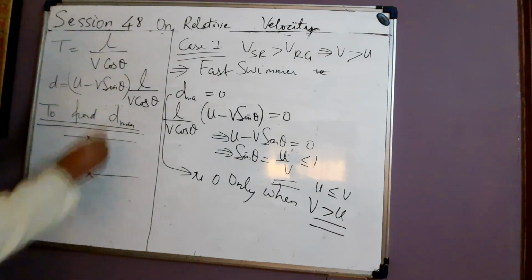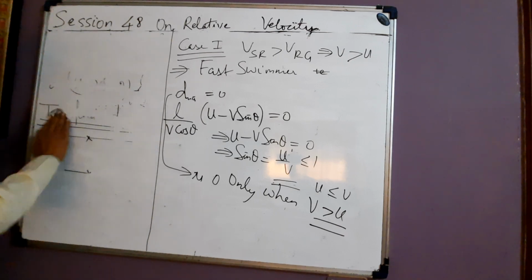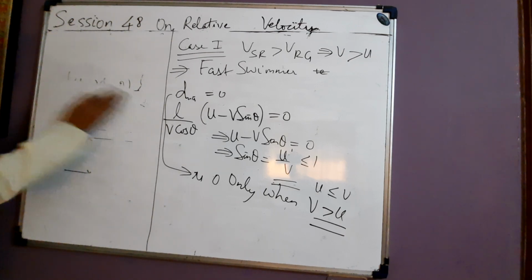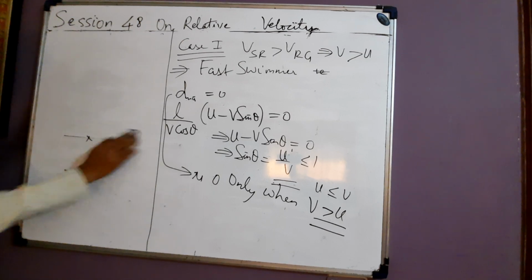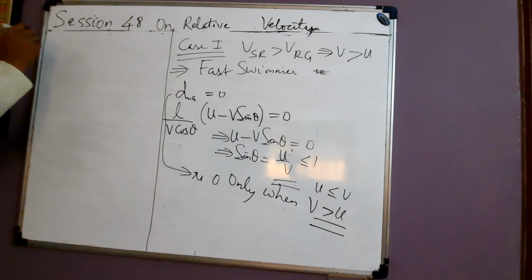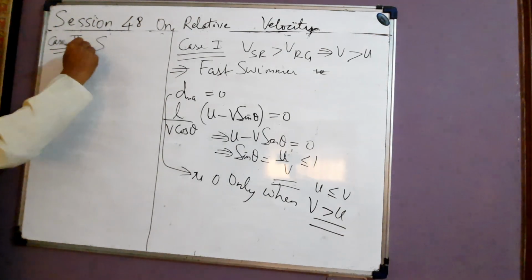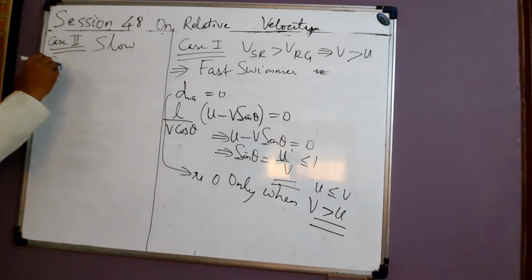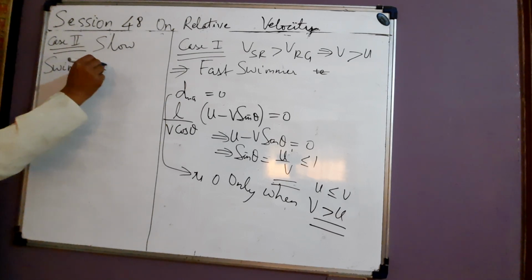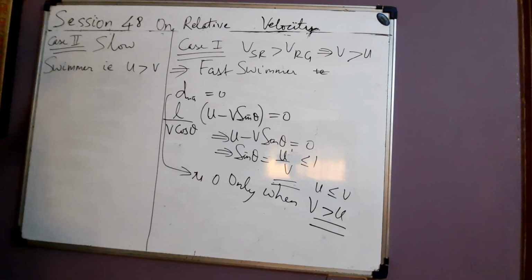Now I'll wrap up this first case. Now I take another case. Now I take case 2. Case 2: slow swimmer, fast river. Slow swimmer. That is, U is more than V. The river is fast with respect to the swimmer.